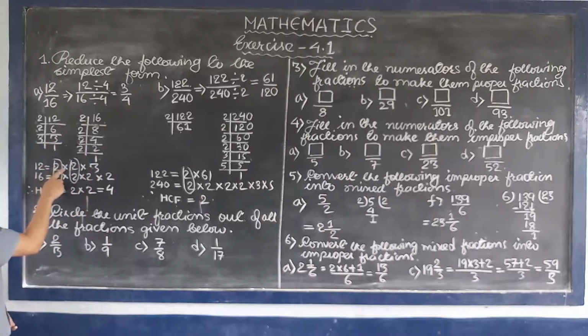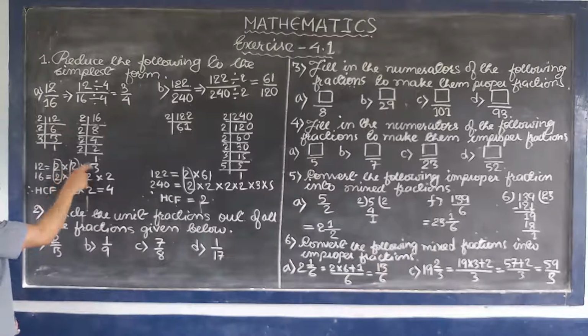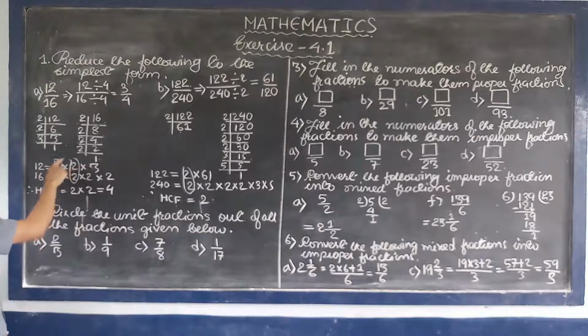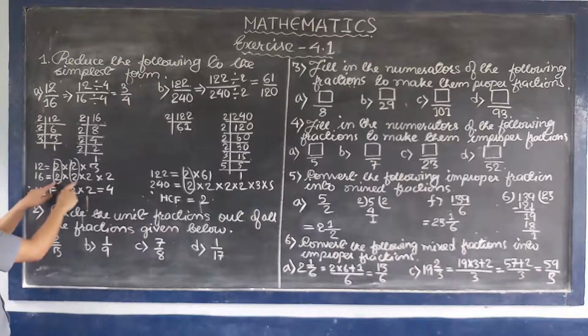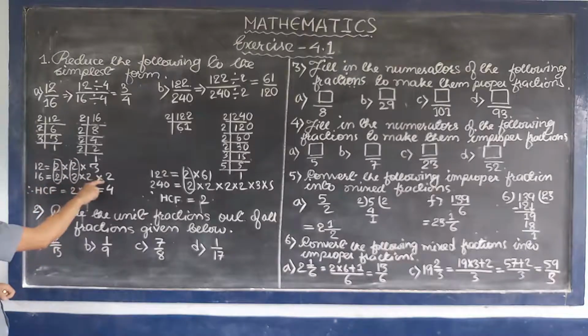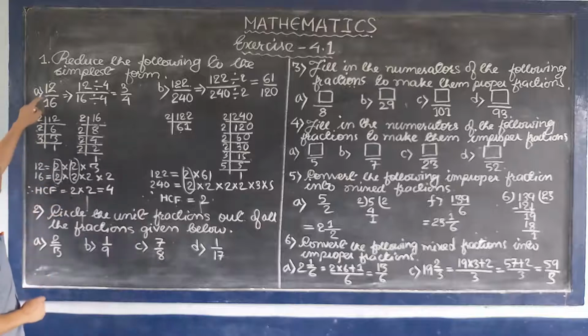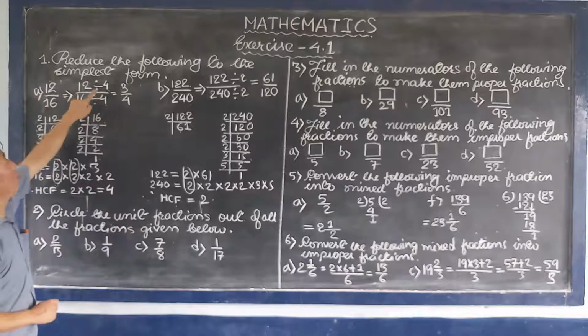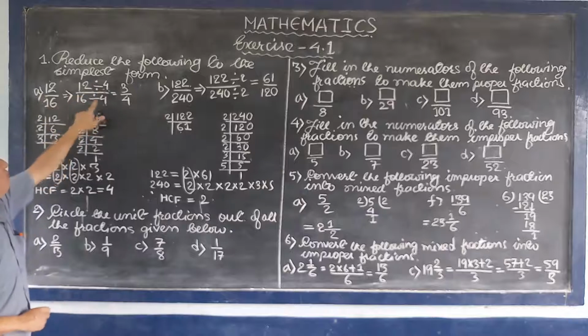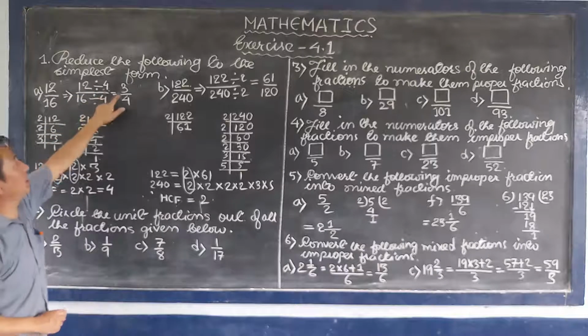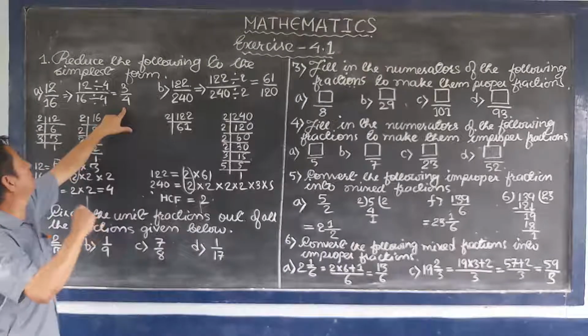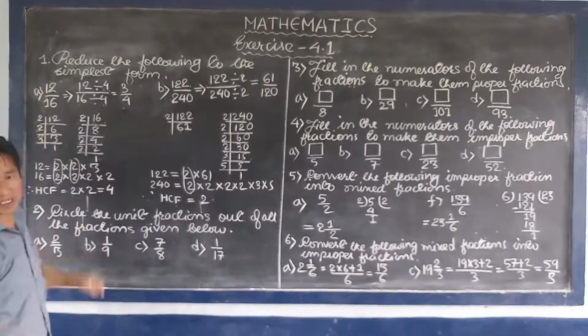So 2 into 2 into 3 are the prime factors of 12, and 2 into 2 into 2 into 2 are the prime factors of 16. Now here we'll find the common factors. This 2 is common. So therefore their HCF is 2 2s are 4. So 12 by 16 is divided by 4. 4 3s are 12, 4 4s are 16. So 3 by 4 is the simplest or the lowest form of 12 by 16.